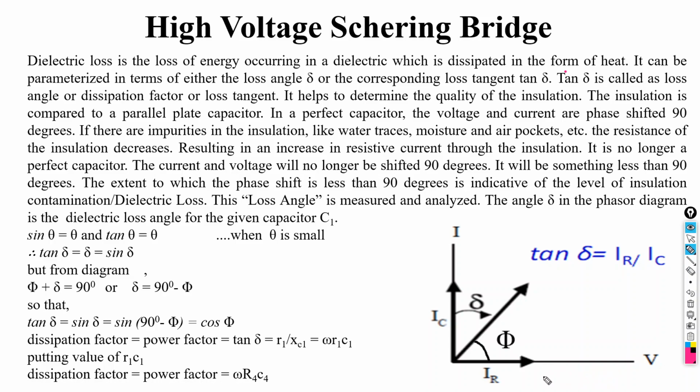In case of a purely resistive circuit, we know the phasor relationship that the voltage and the current are in phase. So if we consider voltage as a reference, the resistive current is always lying in phase with the voltage. So this is a representation of the resistive current.